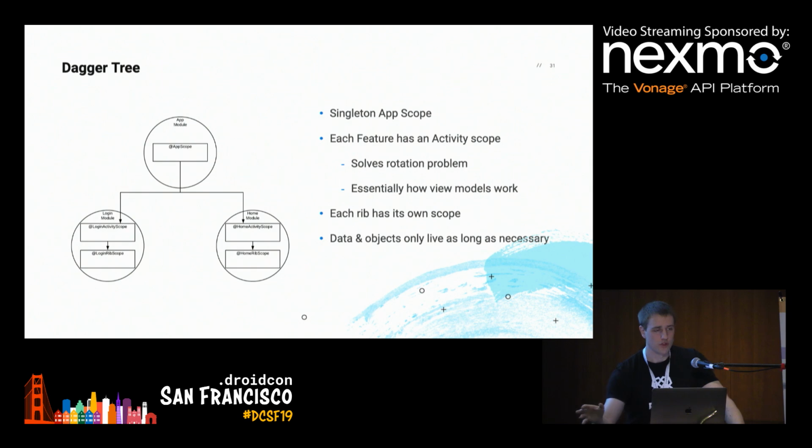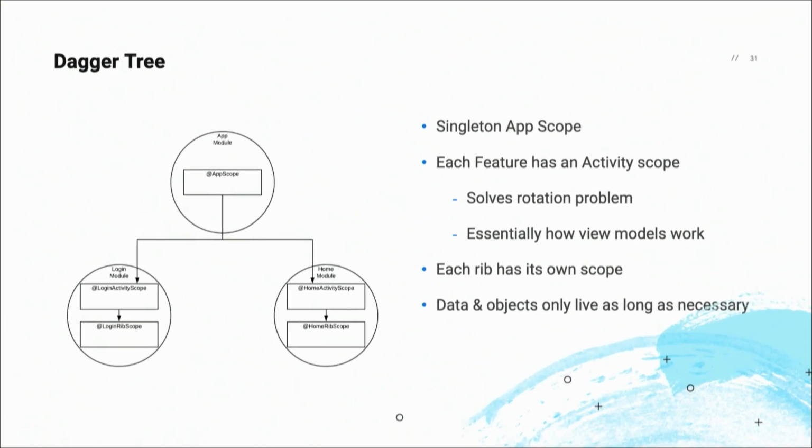So this also works really well with Dagger. We're not currently using Uber's open source ribs library. We've built our own, which is pretty similar, but it's also heavily dependent on Dagger. So in the same way that we have these layered ribs and layered modules, we've got a Dagger tree, which is also layered. So you've got your singleton app scoped objects. Each feature has an activity scope.